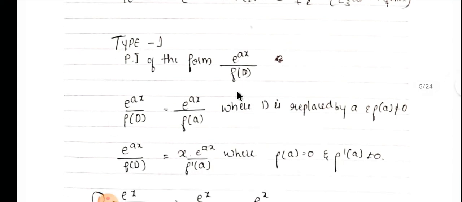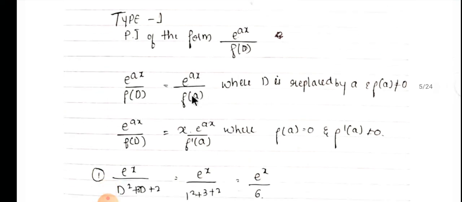The first term will be in the form of e to the power ax, where a is replaced by any number. In this case, in the denominator f of D, D is replaced by a. That is, e to the power ax divided by f of D is equal to e to the power ax divided by f of a, where D is replaced by a. Suppose a is 2, then here D is replaced by 2.